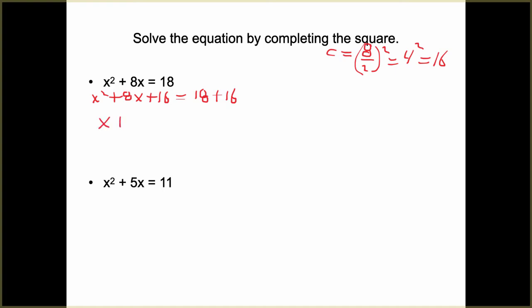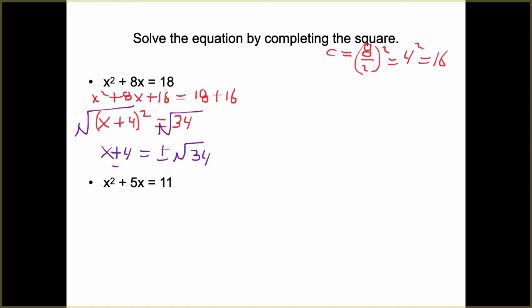Square root of the first, the square root of the last, all squared. Sign in the middle, don't forget that. And this is the same number that we find when we take half of b, is what we put in our binomial squared. And this is 34. We can then use the square root property. We have a squared term equal to 34. We can take the square root, and we get x plus 4 equals plus or minus the square root of 34.